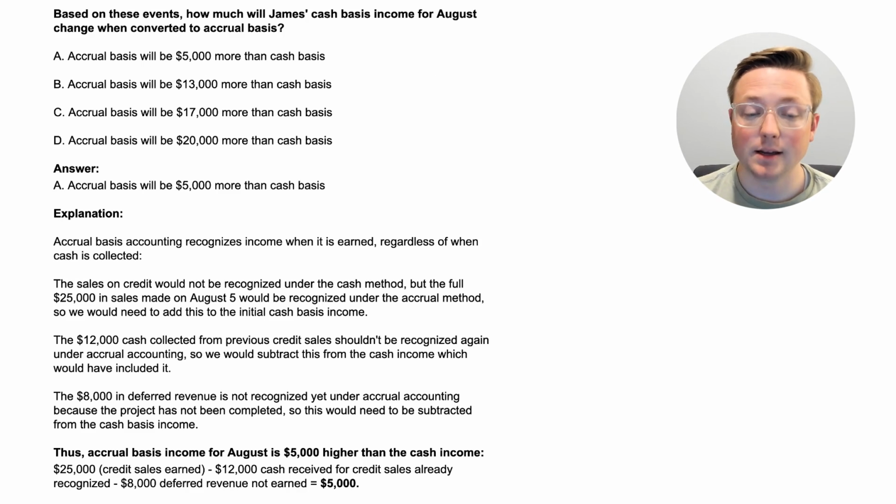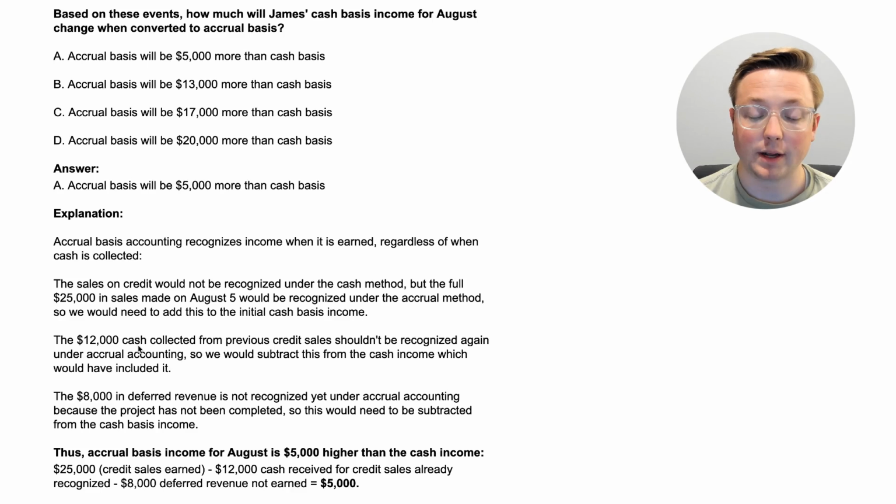The answer is A. The accrual basis will be $5,000 more than the cash basis. So let's walk through this. Accrual basis accounting recognizes income when it's earned, regardless of when cash is collected. The sales on credit would not be recognized under the cash method, but the full $25,000 in sales made on August 5th would be recognized under the accrual method. So we need to add this to the initial cash basis income, which currently is 0.